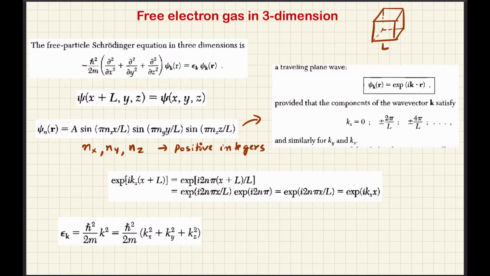Because the energy expression contains nx square plus ny square plus nz square, there are several combinations that give the same value. So basically that determines the degeneracy of the states. Now, in this discussion we consider a solution of the Schrodinger equation which is in the form of a travelling plane wave.